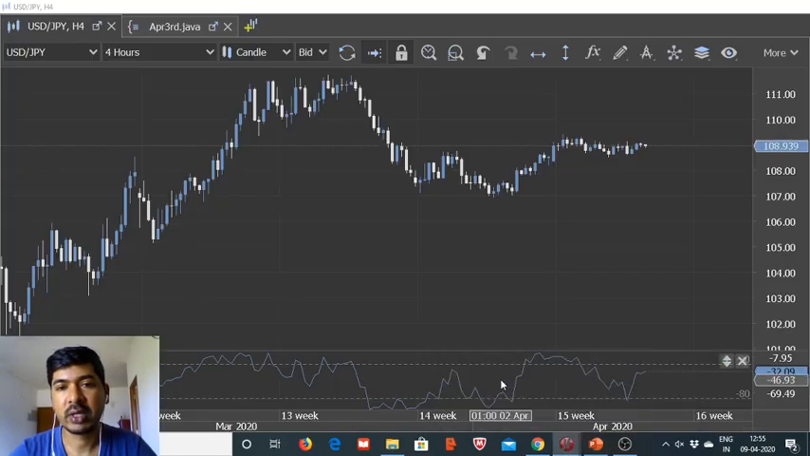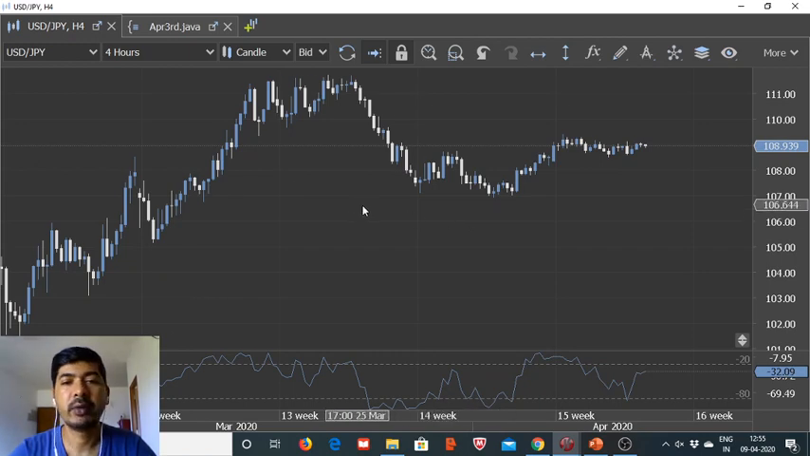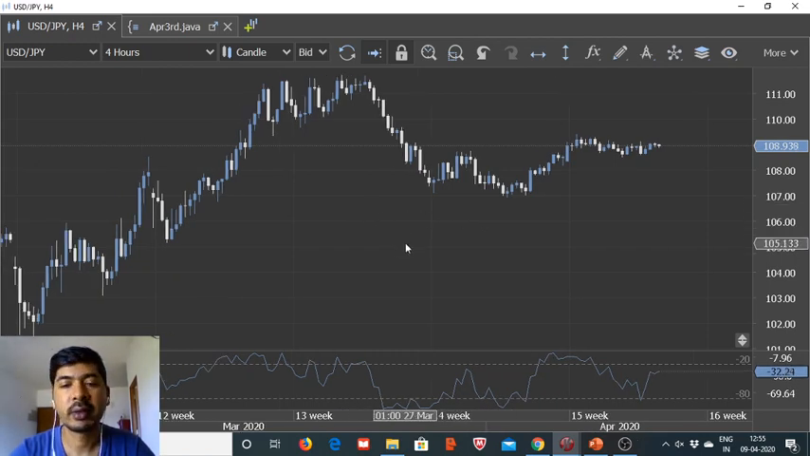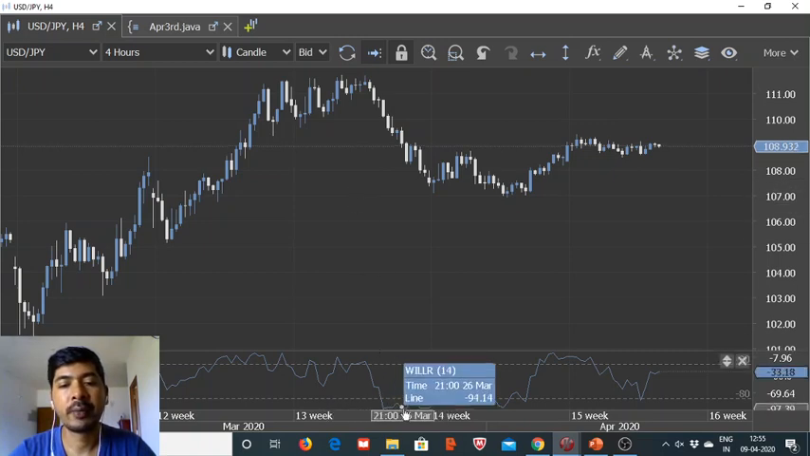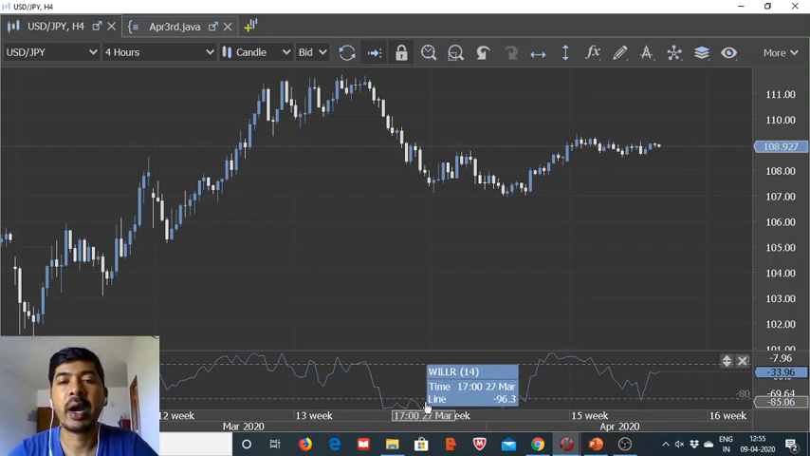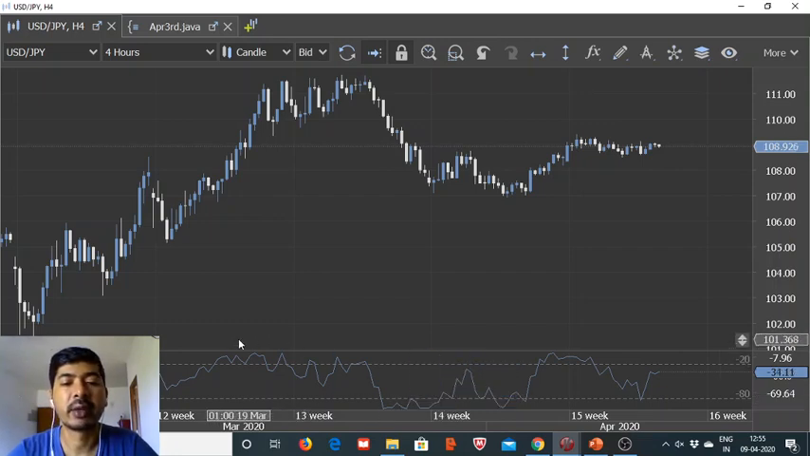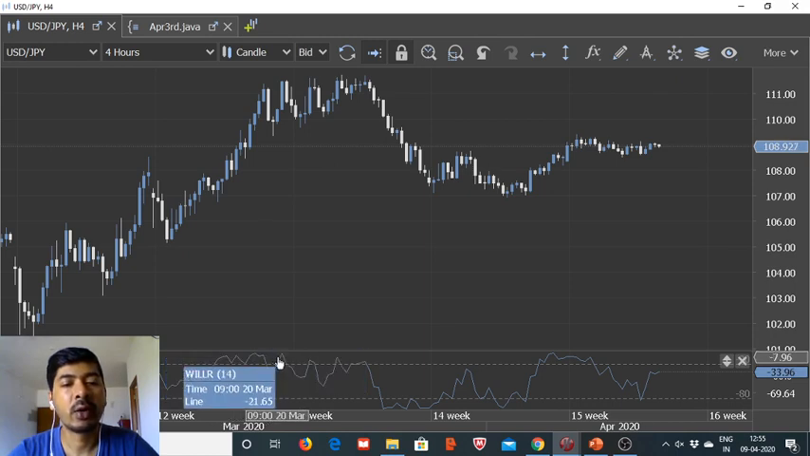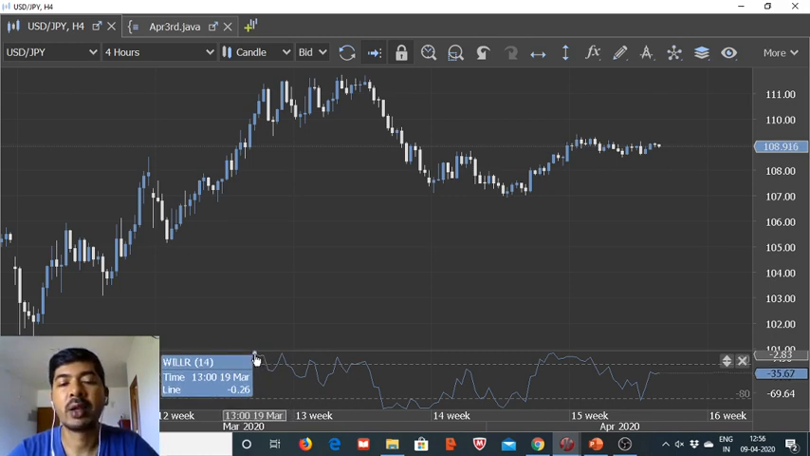Let us go back to the chart. So what we are trying to achieve in today's setup is, first of all, we will want the Williams R values to have been in the oversold territory for at least a day for a buy trade, and when we are looking for a sell trade we will need a similar kind of setup. We will want the Williams R values to have been in the overbought territory for at least a day.